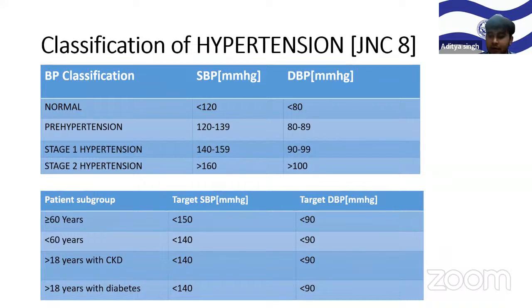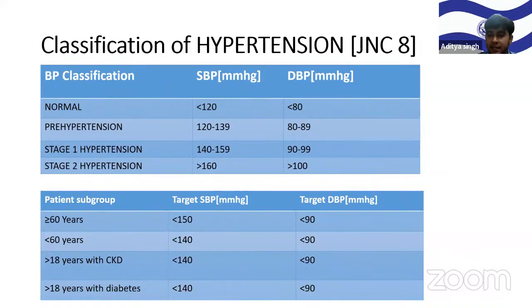And the optimal range of blood pressure will be, in systolic, less than 120 mm of Hg, and in diastolic, less than 80 mm of Hg. So how will you optimize this patient for cataract surgery?